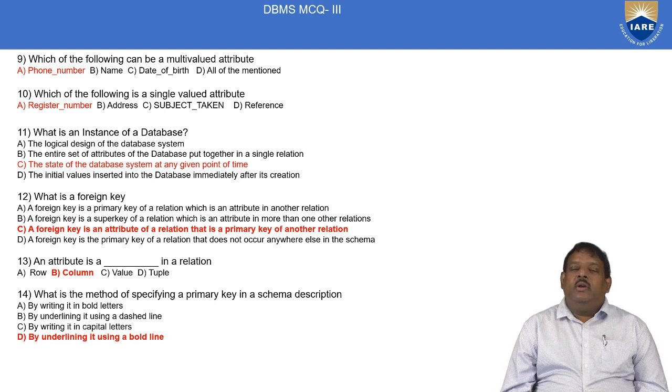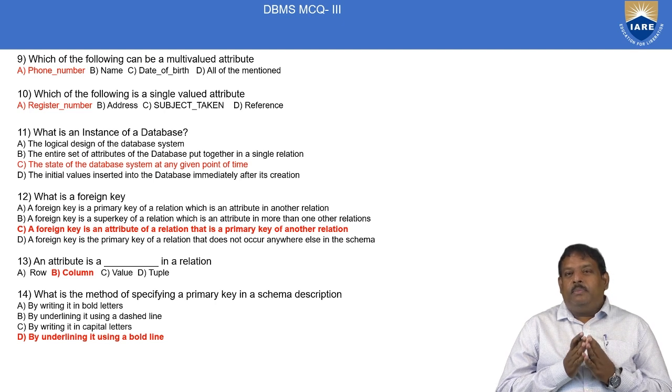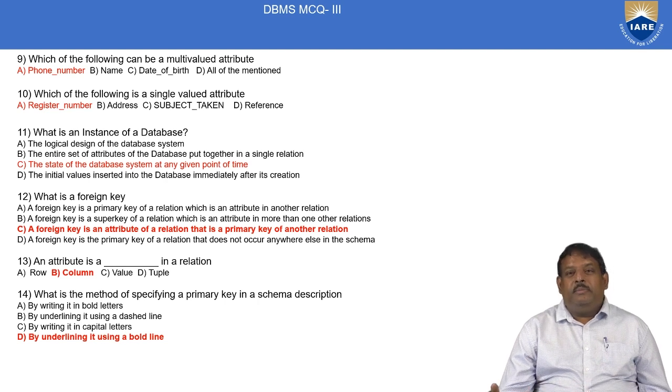Now, what is a foreign key? When you talk about a foreign key, you have to keep in mind the primary key. A primary key is a unique identifier of the record in the database, and the same record can exist in one or more tables based on some relation. So a foreign key is like a child table, and the primary key is like a parent table. Now, the first option: a foreign key is the primary key of a relation which is an attribute of another relation. Not necessarily a foreign key, it can be a primary key in the table.